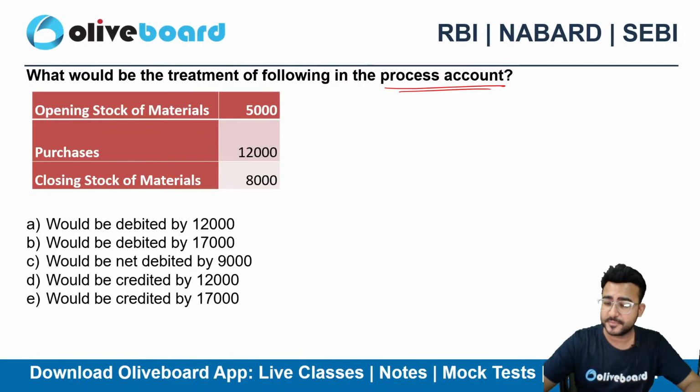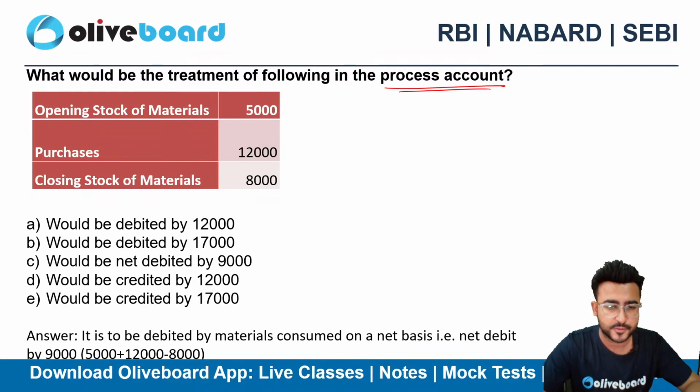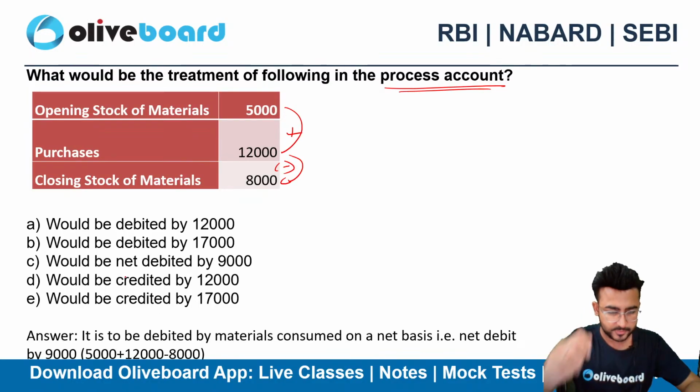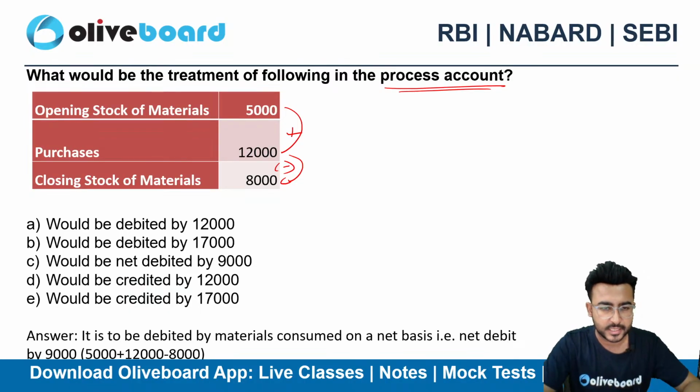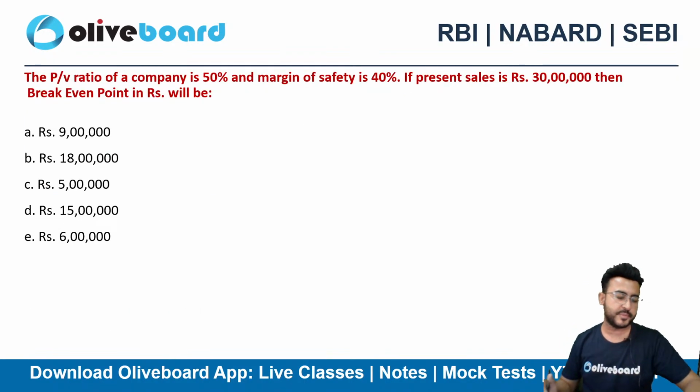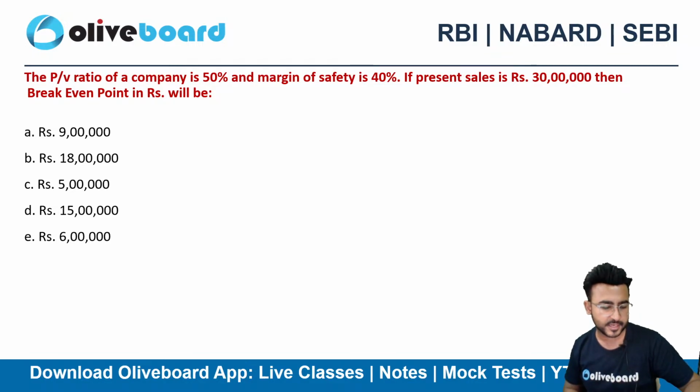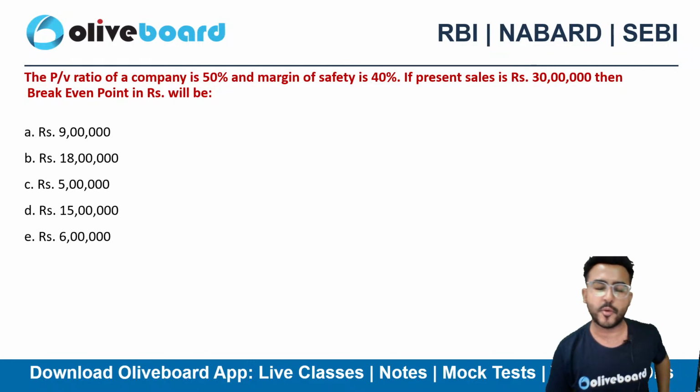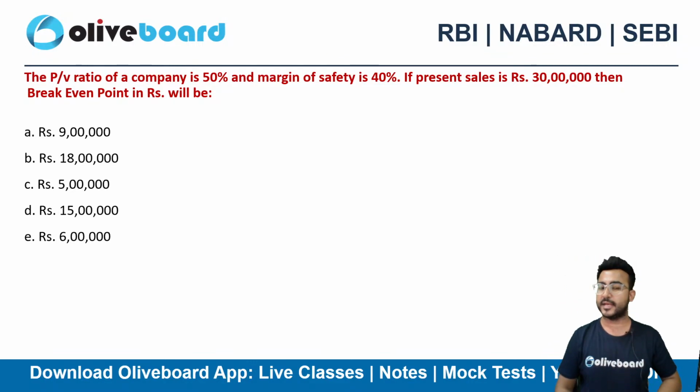So guys, the concepts will never change. We always transfer direct material on consumption basis. So 5,000 plus 12,000 minus 8,000. The consumption here will be option C, 9,000. It will be net debited by 9,000. The concepts will remain the same irrespective of the chapters, until and unless they clearly ask for raw material purchased. We always take raw material consumed.